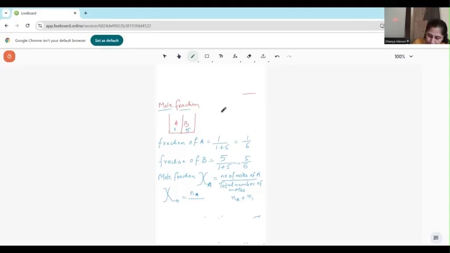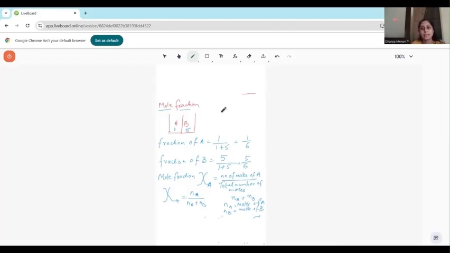Right? So I write it here, Na plus Nb. What is Na? Moles of A. What is Nb? Moles of B. Okay, so this is how you find out the mole fraction. That means how much fraction of substance or components are there in the solution, or what fraction of component is there in that solution.